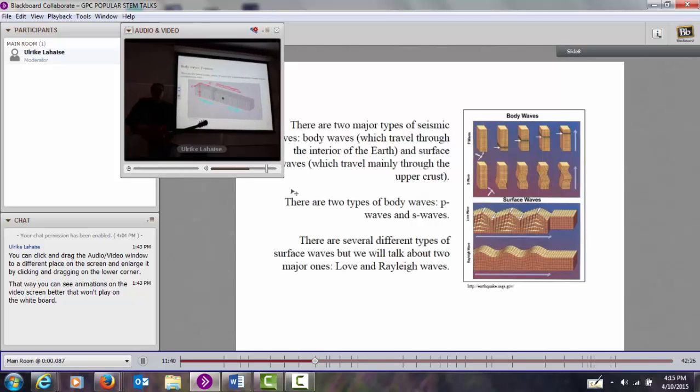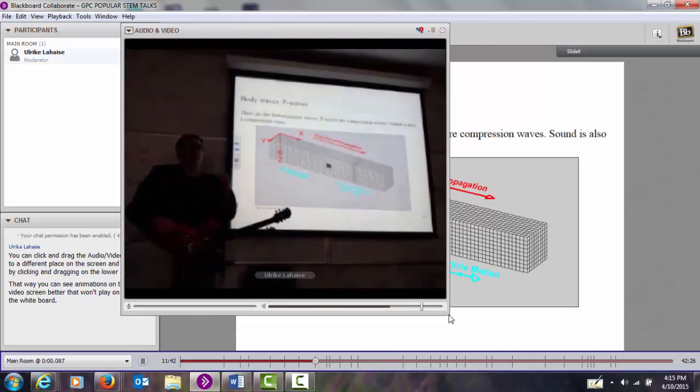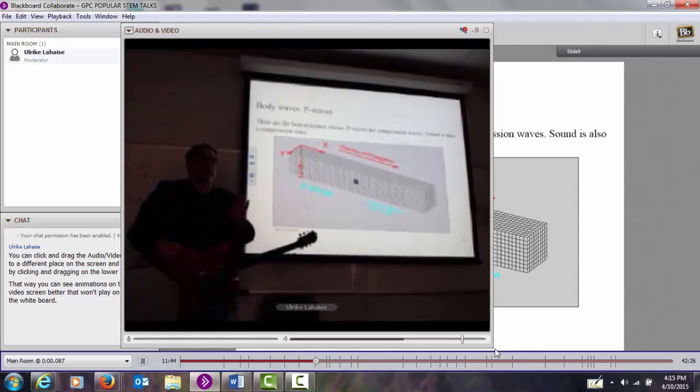First body wave, the P wave, it's called the first arrival. P waves are sound waves. Sound is a compressional wave.